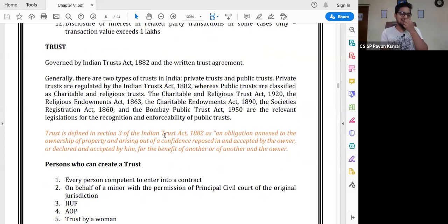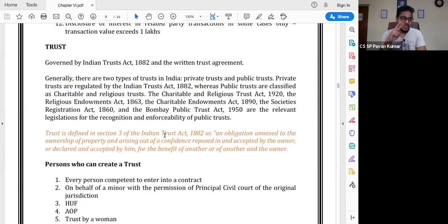Now comes the trust. What do you mean by a trust? A trust is normally governed under the Indian Trusts Act 1882. There are different types of persons involved in a trust. For easy understanding, let's take a scenario where there is an old man who is very rich, and he had only one son, who got married to a girl, and they have a small kid also. So this person has become a grandfather now.